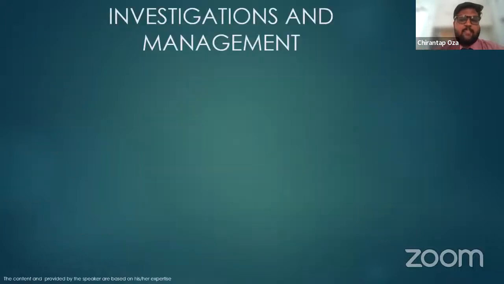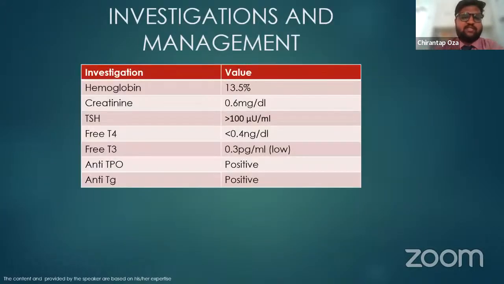On performing the first line investigations in this child, hemoglobin was 13.5%, creatinine of 0.6, TSH was more than 100 micro international unit per ml, free T4 was less than 0.4 nanogram per dL, and free T3 was 0.3 picogram per ml.